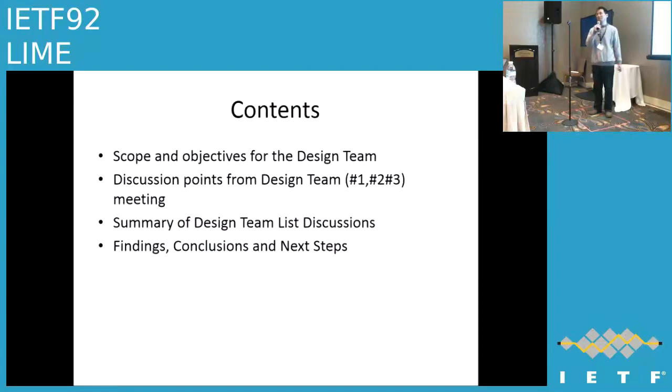The slides contain four parts. The first is the goal and objective of the design team. Second is related to the design team meeting discussion points. Third is the summary of the design team list discussion. I think some issues within the list discussion duplicate the discussion points from the design team meetings. Last, we'll draw the conclusion to indicate how to follow up. Next.